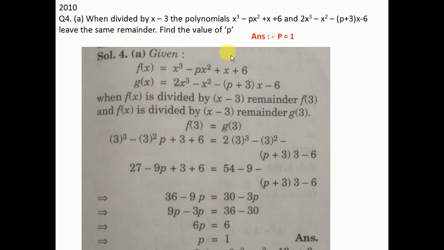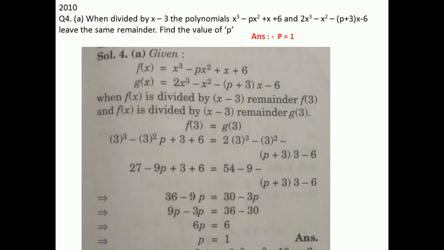When p is 1, the remainders are the same. Put p = 1 in both cases. See, 1 + 3 is 4, you can take it as -4x. Put x = 3 in this case and see what remainder you get. Once again, here also put x = 3 and see what remainder you get. If you get the same remainder, it means you get full marks. Okay, checking.